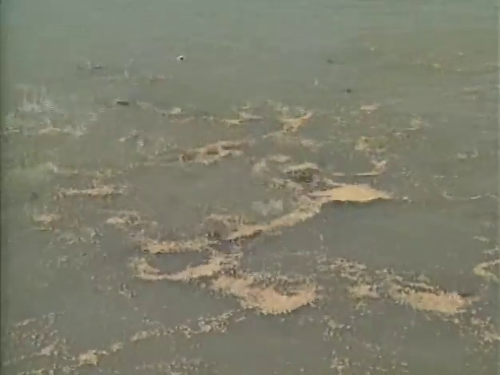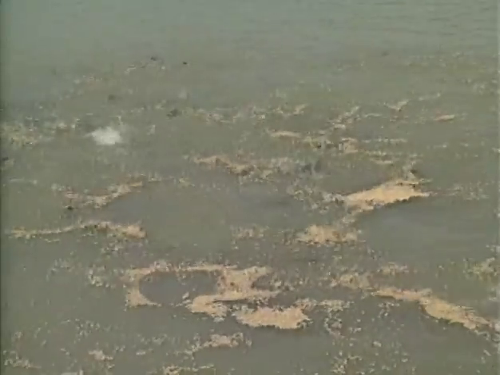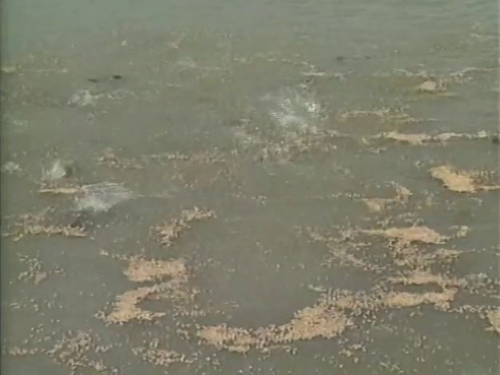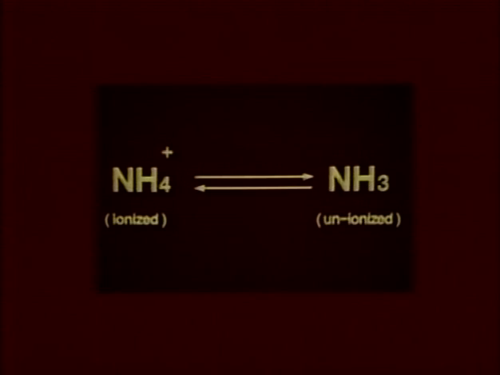Because ammonia is the major end product of protein digestion in fish, it is excreted primarily as unionized ammonia from the gills. Ammonia concentrations increase as stocking density increases and also as feeding rates are increased. Ammonia exists in two forms in pond water, the unionized and the ionized form.